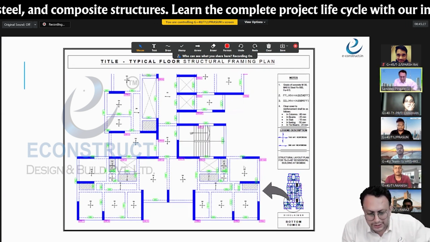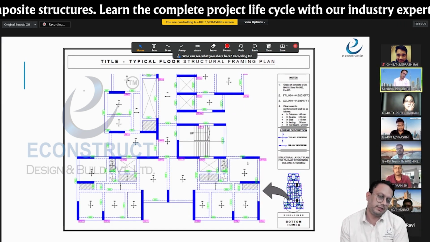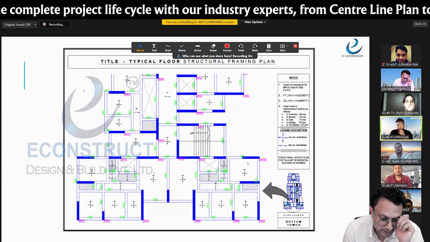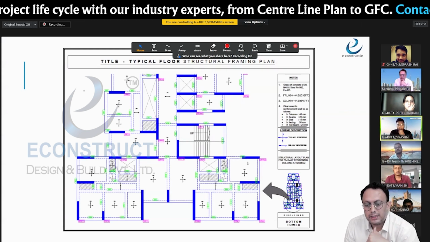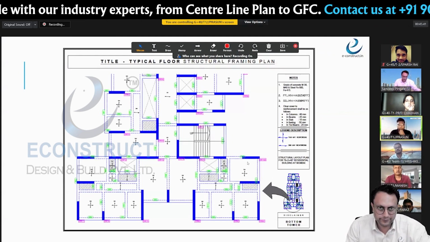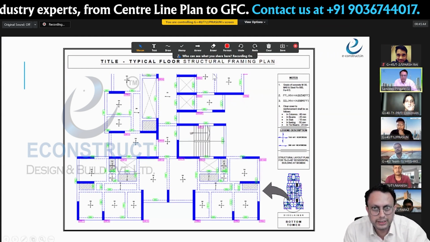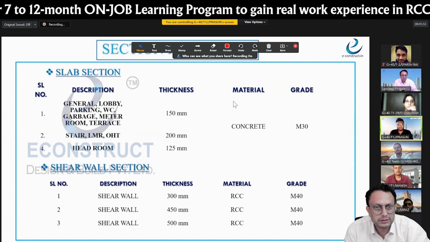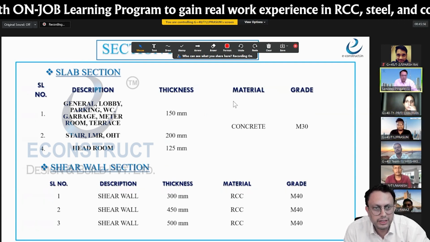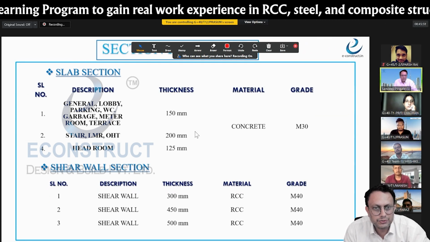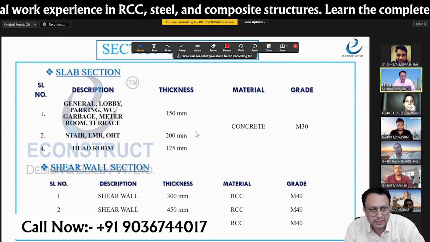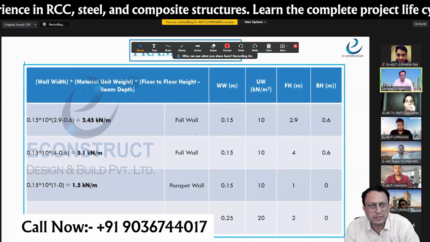Okay. What is the size of the shear wall, the width you are taking? Minimum? From the stilt to 15th floor, we have taken 500, and from the 15th to 30th floor, we have taken 450, and above it is 300. Okay, but do you need that much from the design point of view? Value engineering is not done. Okay. 150, 200, and headroom slab is 125. Okay. So for beams and slabs you have given M30, and shear walls and columns M40. Very good.